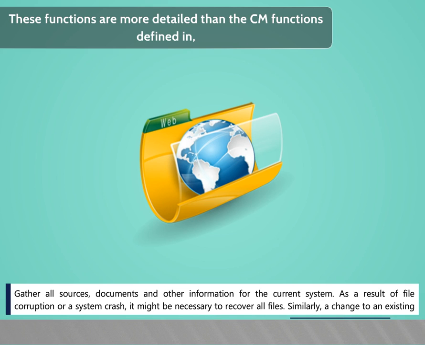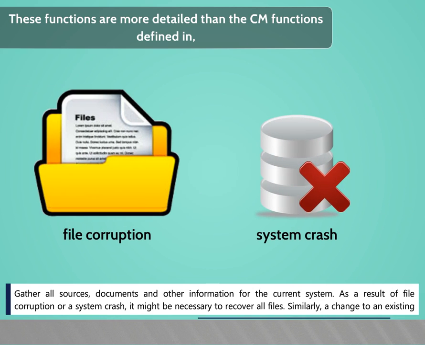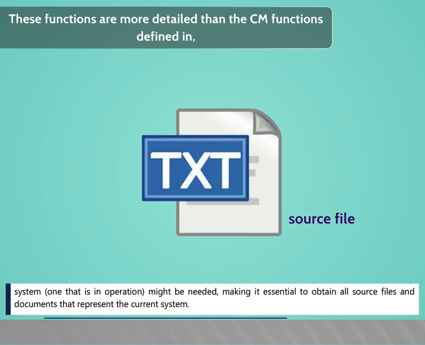Gather all sources, documents, and other information for the current system. As a result of file corruption or a system crash, it might be necessary to recover all files. Similarly, a change to an existing system, one that is in operation, might be needed, making it essential to obtain all source files and documents that represent the current system.